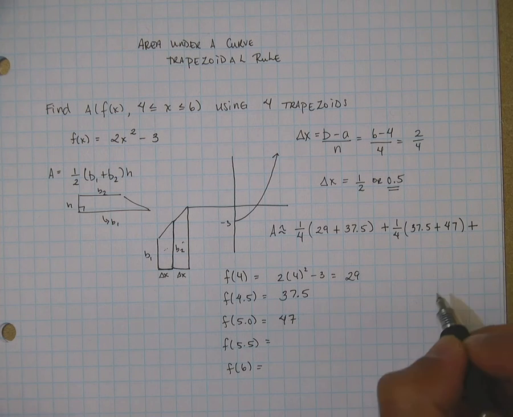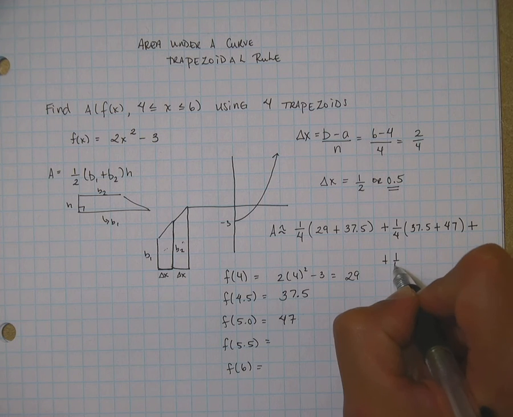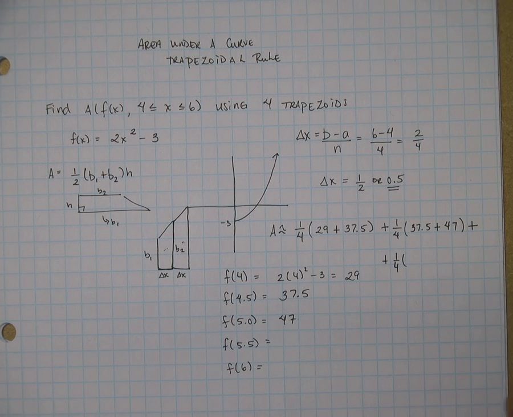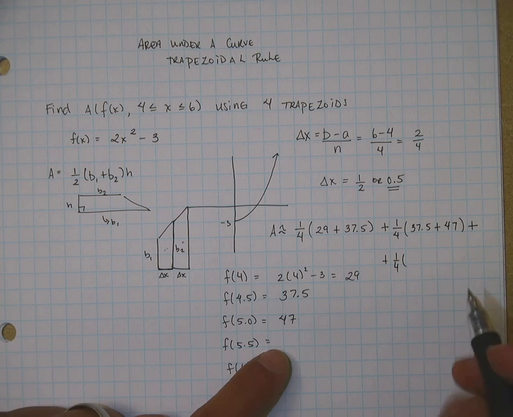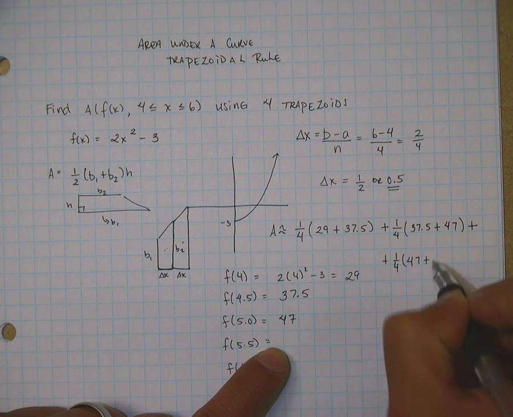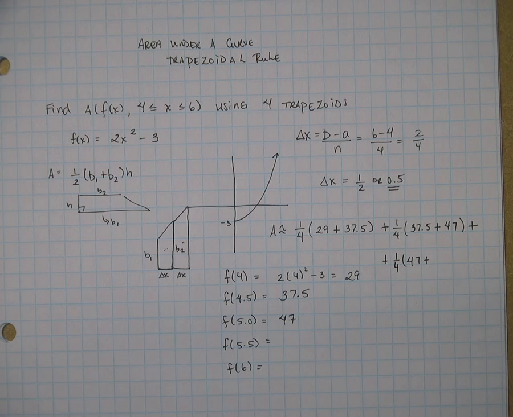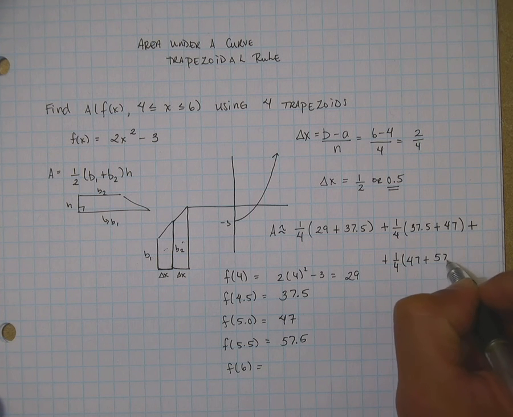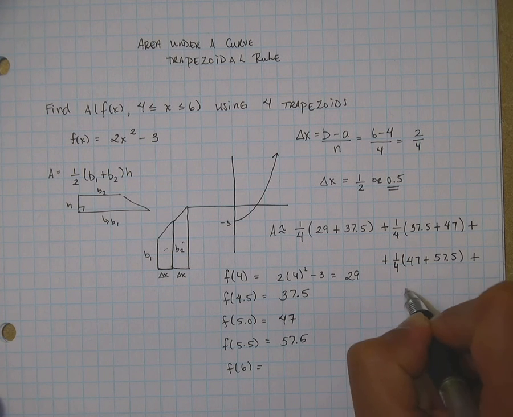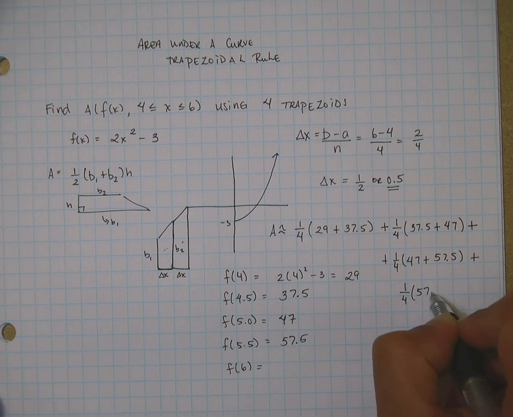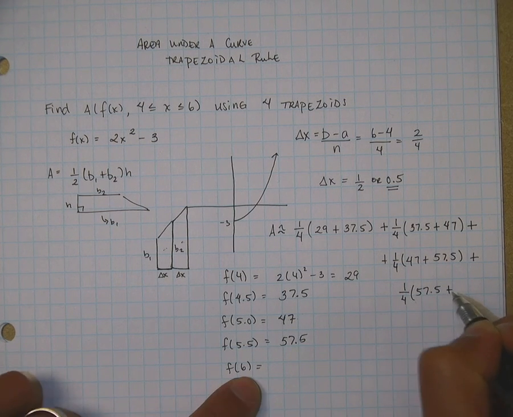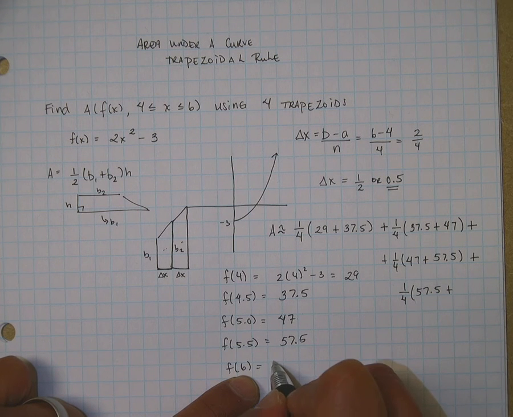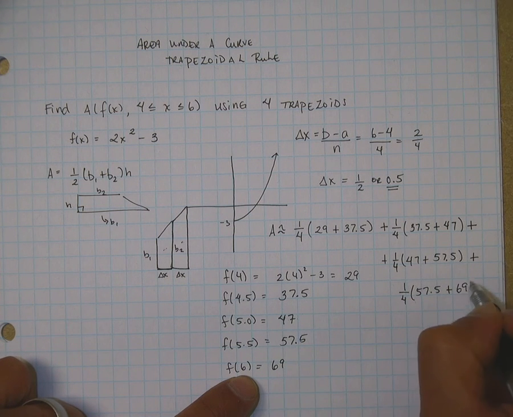Plus, our next trapezoid is 1/4 again, and that's going to be my third one, so I'm going to use 47 again, plus now I have to use 5.5. I'll use my calculator: 5.5 squared times 2 minus 3 gives me 57.5. There it is. Plus my last one, 1/4, 57.5 plus 6 squared is 36, times 2 is 72, minus 3, that should give me 69 if I'm doing it correctly.